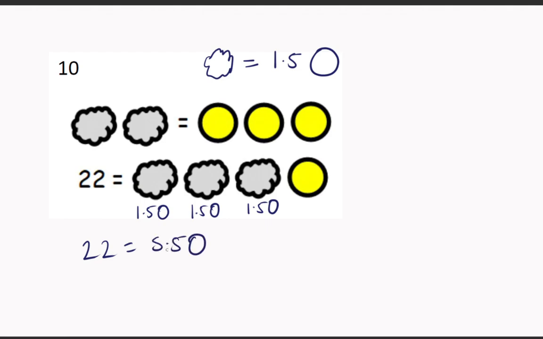And if I do 22 divided by 5.5, it'll tell me what 1 circle is worth. And that is 4. So 1 circle is worth 4. So 4, 4, 4. That's 12. So each of the clouds must be 6.